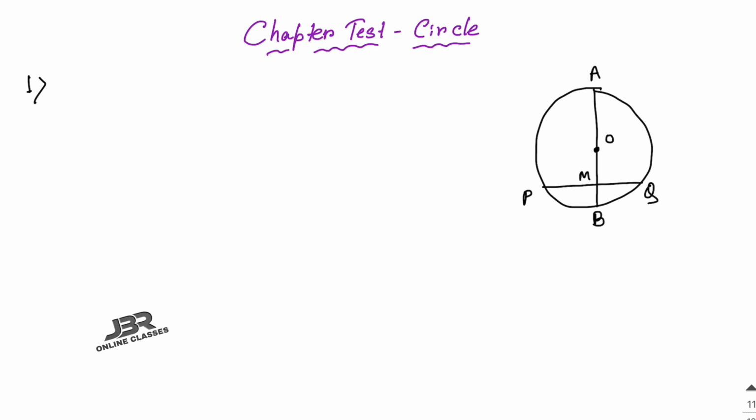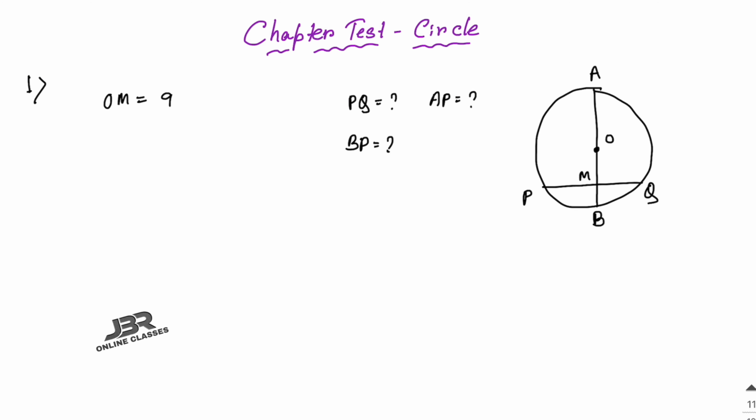In the adjoining figure, a chord PQ of the circle with center O and radius 15 centimeter is bisected at M by a diameter AB. If OM is equal to 9 centimeter, then find the length of PQ, next AP, and the third one BP.